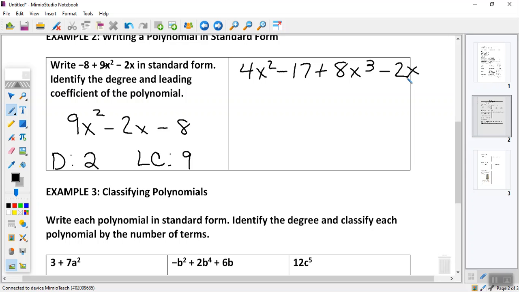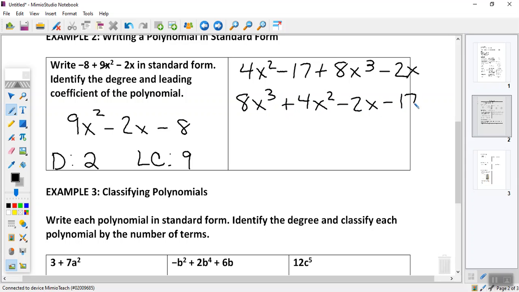Who's got a polynomial in standard form for me? Something I haven't heard from yet today. Want to try, Gracie? 8x to the third, plus 4x to the second, minus 2x, minus 17.